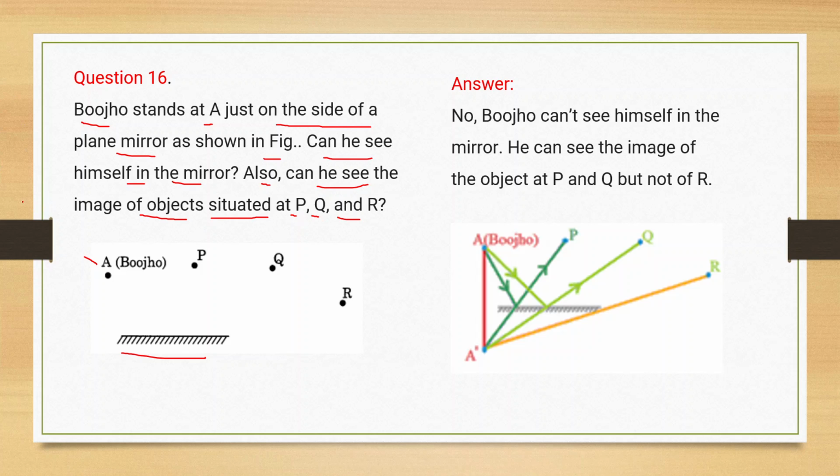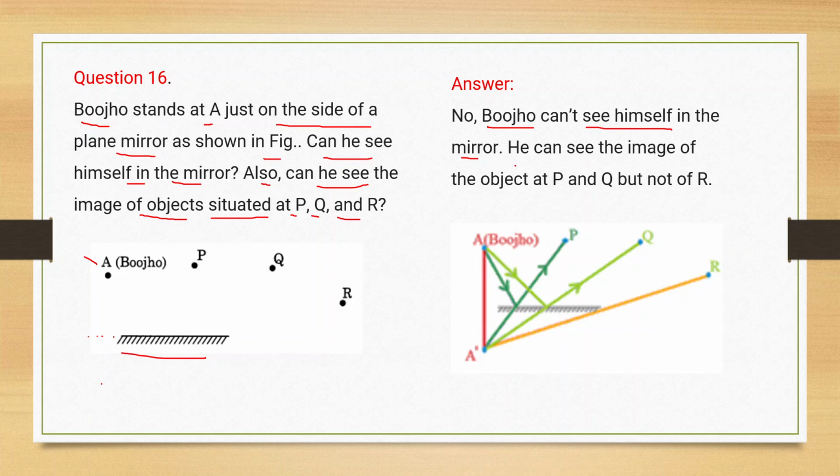आंसर क्या होगा? आप देख सकते हैं कि ये बूजो मिरर से साइड में खड़ा हुआ है. ठीक है, तो बाय द वे मान के चलें, यदि मिरर यहाँ तक एक्सटेंड होता तो इसका इमेज यहाँ पर बनता, तो ये अपने आप को बिल्कुल नहीं देख सकता. ठीक है, तो आंसर होगा नो, Bojo cannot see himself in the mirror.